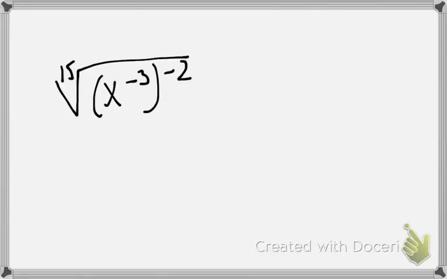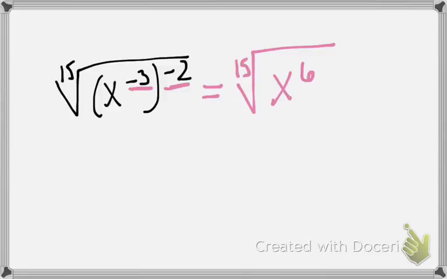Alright, this next one. I'm going to follow the order of operations and do some simplifying first before I deal with the whole radical. I'm going to take x to the negative third, raised to the power of negative 2, and change that right away to x to the sixth. Then I don't have to deal with negative exponents, I don't have to deal with fractions, and I don't have to deal with a power raised to another power. That simplified the problem quite nicely.